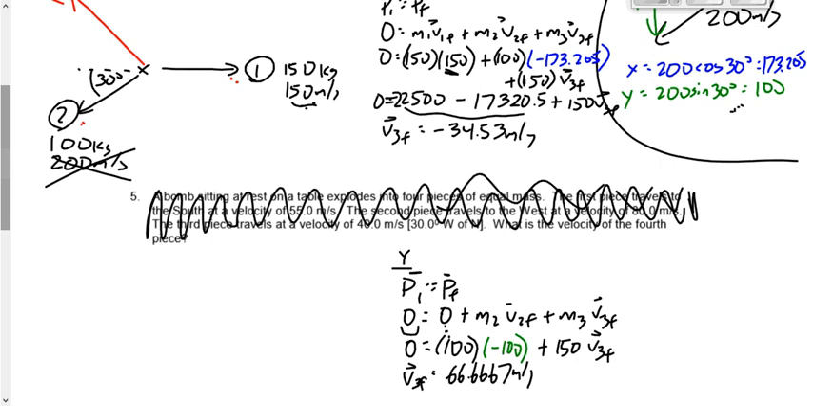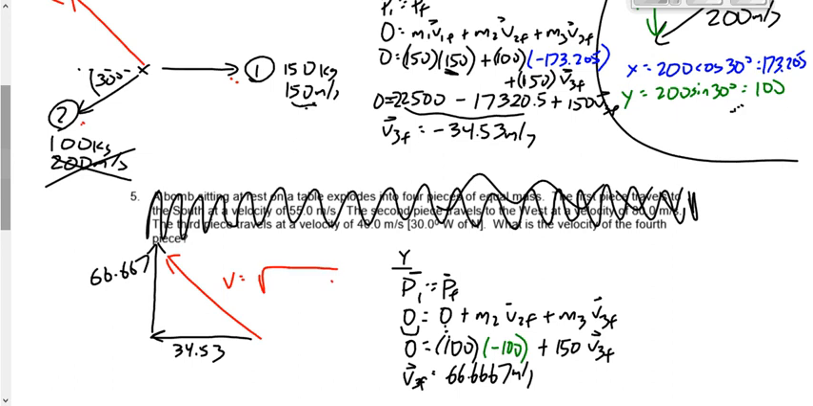So now we just say, what, 34.53 to the left, 66.667 upwards, and we're going to say V is equal to the square root of those, which gives me 75.1. And what about theta? Theta is the inverse tan of opposite over adjacent. That gives me 62.6 degrees.